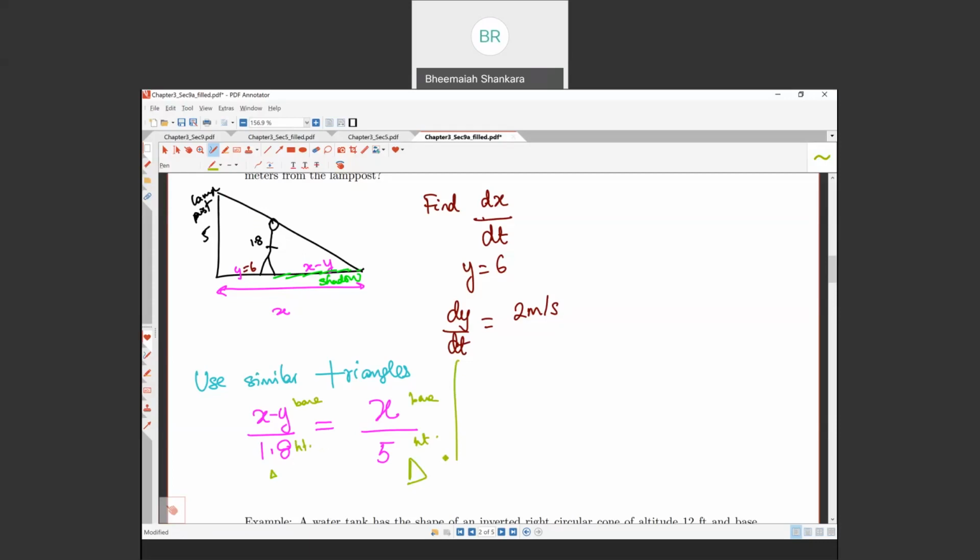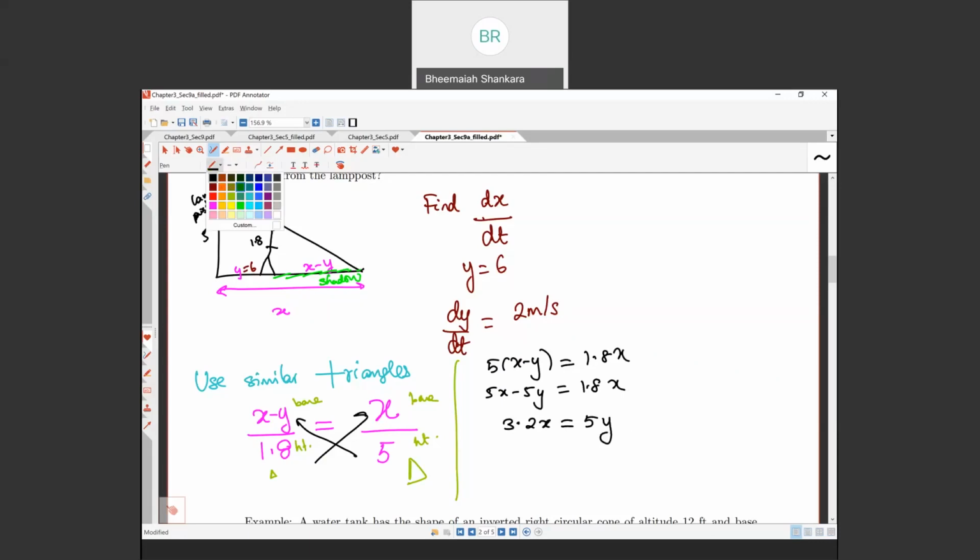So let's try to simplify this expression. You can cross multiply these fractions. Write it as 5 times x minus y equals 1.8x. So 5x minus 5y is 1.8x. So 3.2x is equal to 5y when you subtract 1.8 from 5. Now you're all set to differentiate this expression.